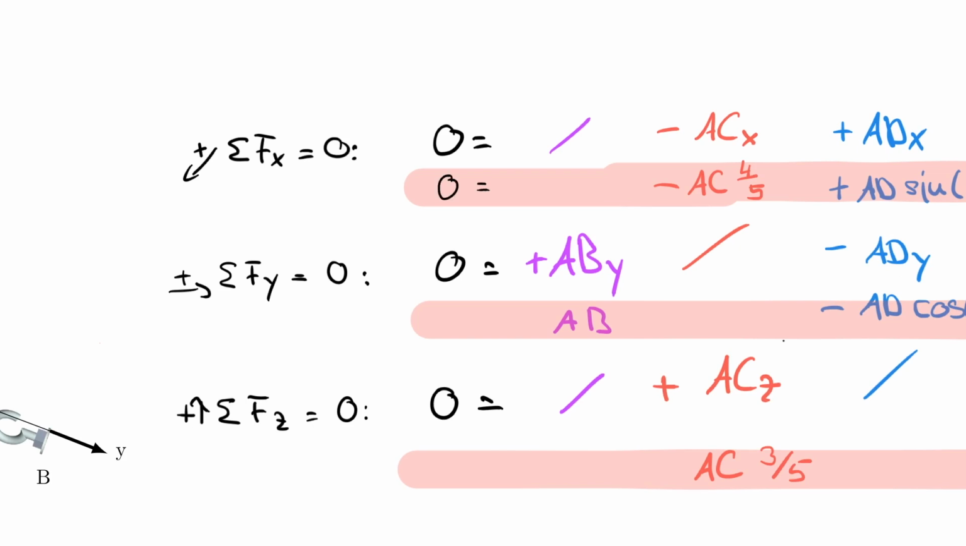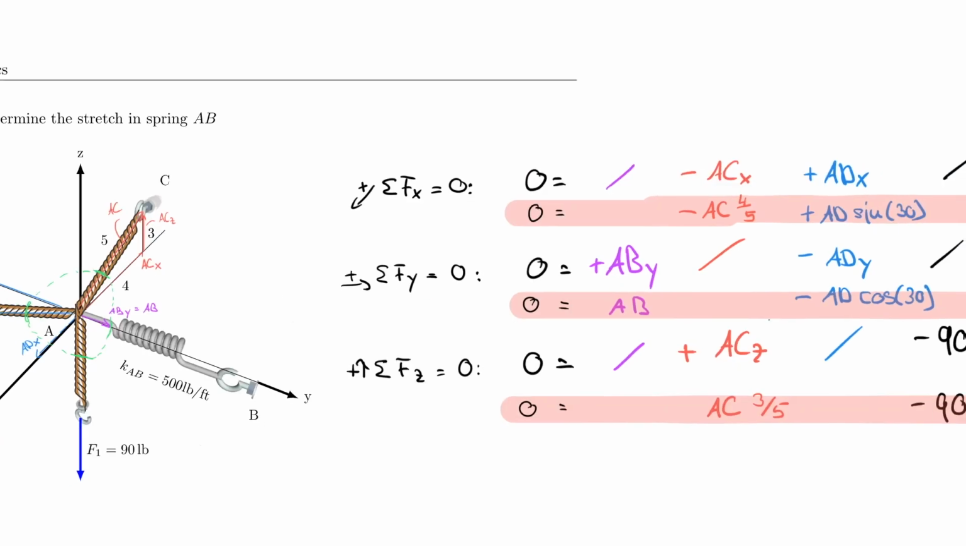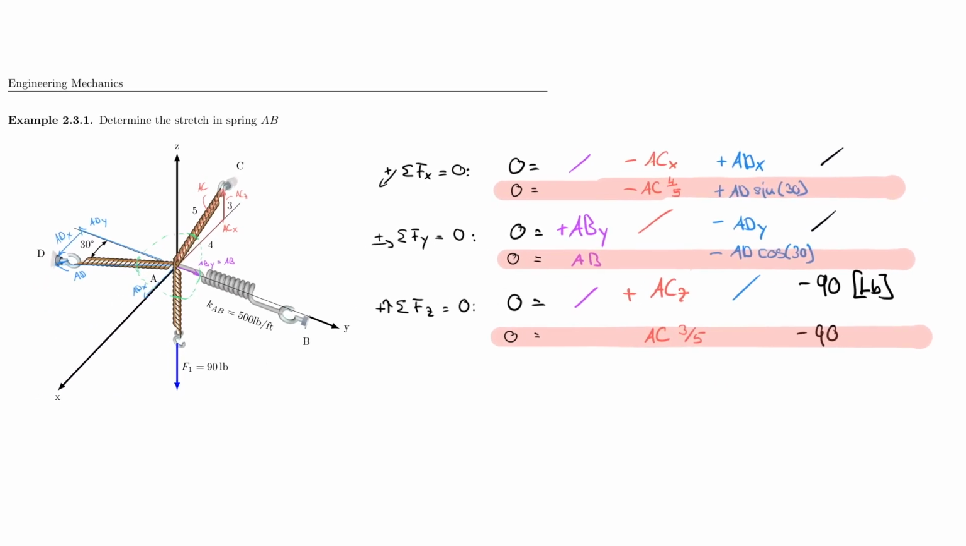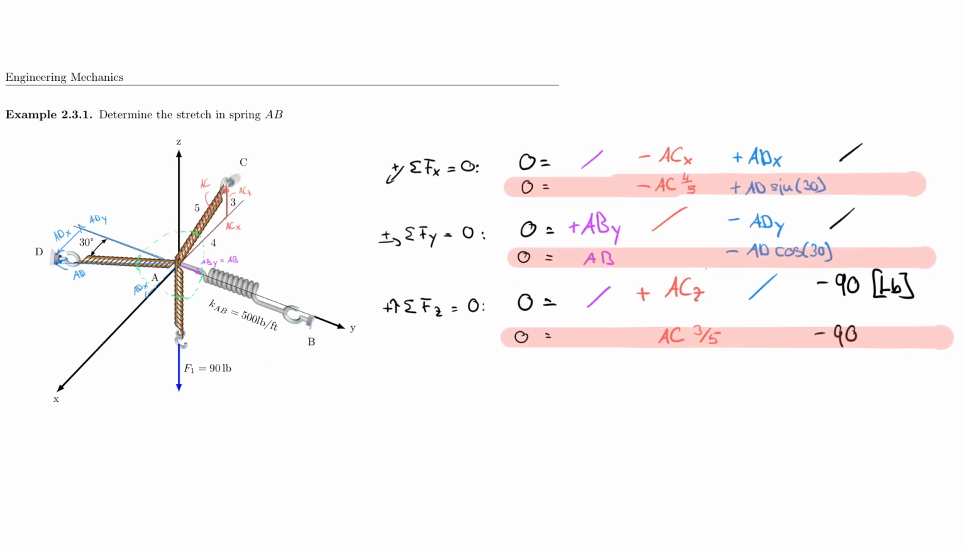So 0 is equal to, 0 is equal to, and 0 is equal to. And what you see now is that you have three equations with three unknowns, right? So we have AB, AC, and AD. And so I can solve this system of equations now. But it's definitely not my goal to show you how to solve three equations with three unknowns. You have the tools to do that already if you reach this class. The point here is to teach you mechanics.